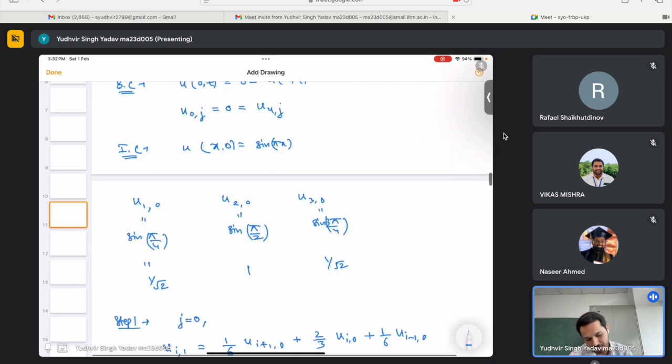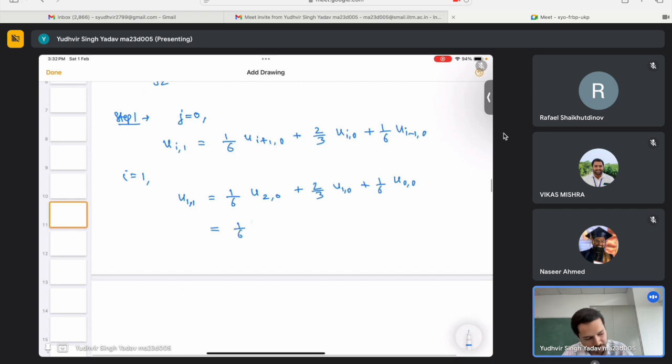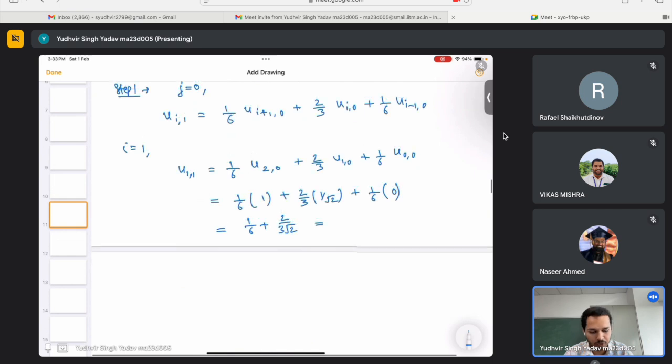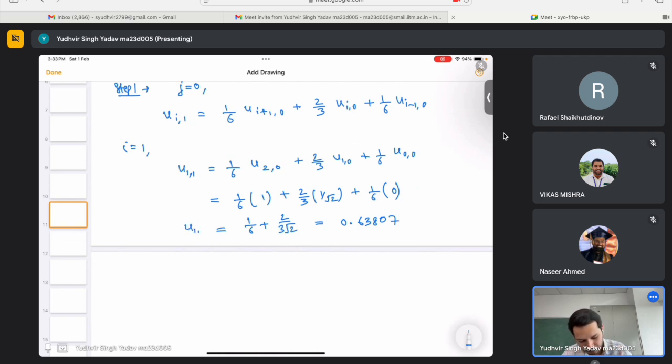So from this data, we already have the values for these u. So it will be 1 by 6 times 1 plus 2 by 3 times 1 by root 2 plus 1 by 6 times 0. So this is nothing but 1 by 6 plus 2 by 3 root 2, or if you calculate it in decimal form, it will come out to be 0.63807. So this is the first point, that is u11.